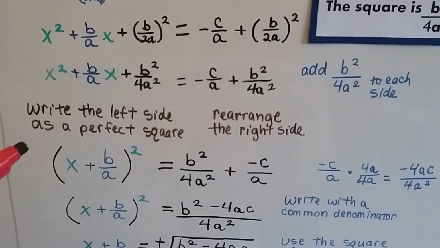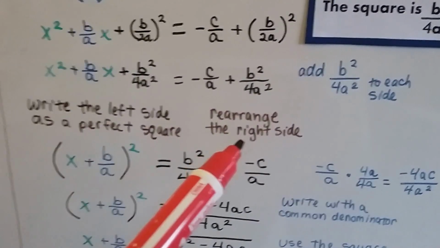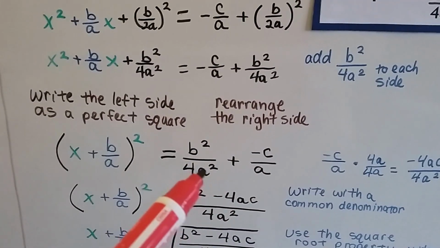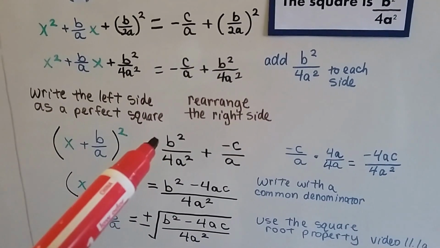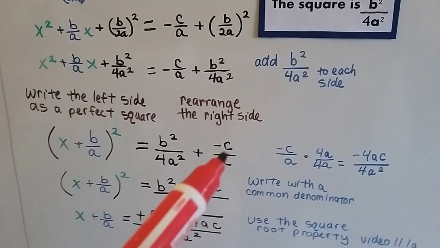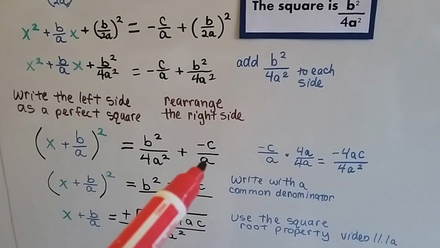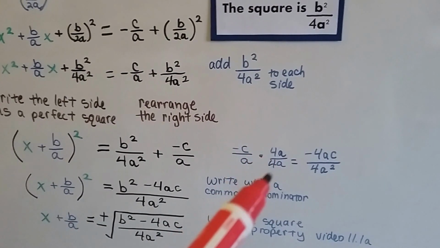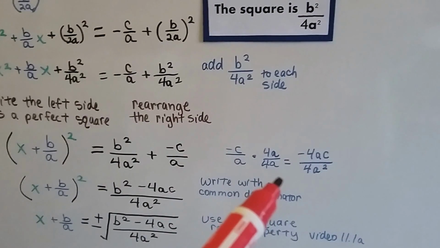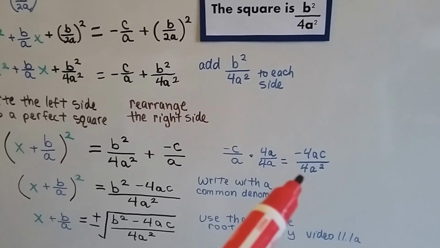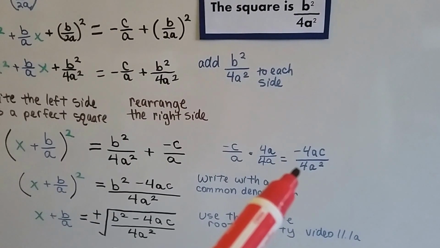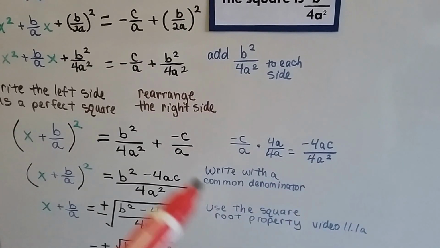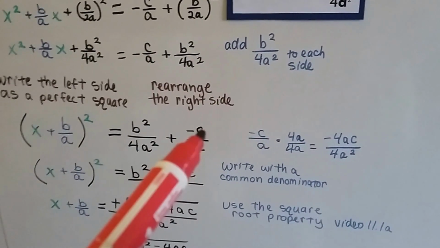Now we're going to write the left side as a perfect square, and we're going to rearrange the right side. We're going to put this guy in front and this guy in the back. See? We kind of flipped them around. Now, we need to write these with a common denominator. So what can we multiply a by to get 4a squared? We can multiply it by 4a. And we multiply the numerator by 4a because it gets jealous. And we get negative 4ac over 4a squared. Now, this has the same denominator as this guy because we multiplied him by 4a over 4a, see?